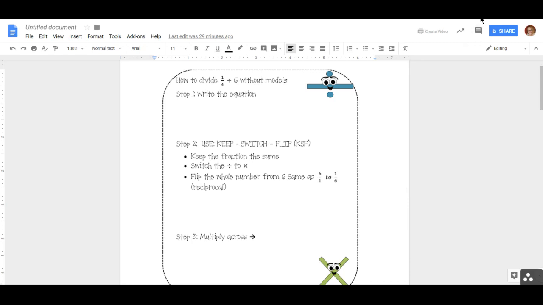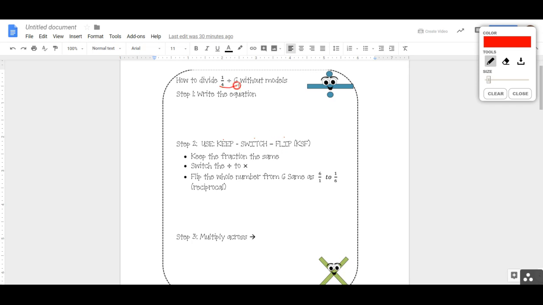We've done this before, but this is kind of a refresher because I've noticed as you guys have been working on your PLMs that this seems to be something that we're kind of struggling with. So we're going to be doing keep, switch, flip. You're going to do it in this order. Whatever you see first, you're going to keep. And then you're going to switch the symbol. And then you're going to flip whatever is left.